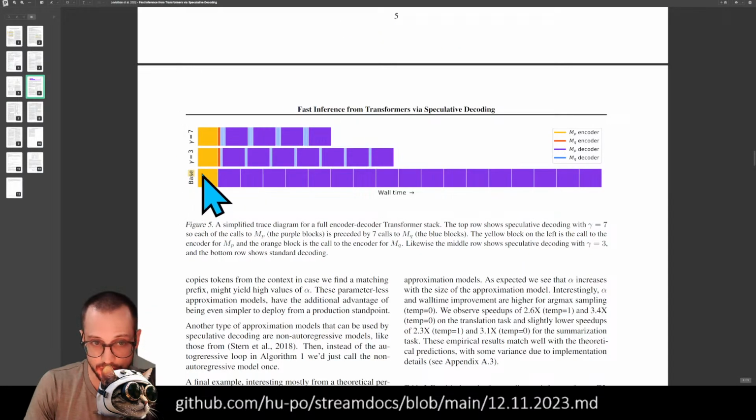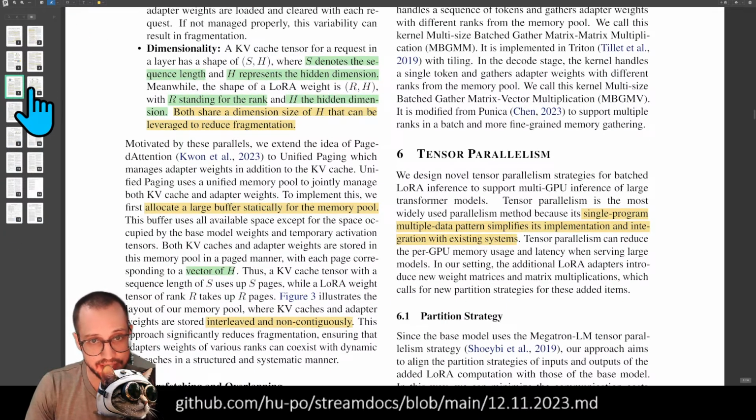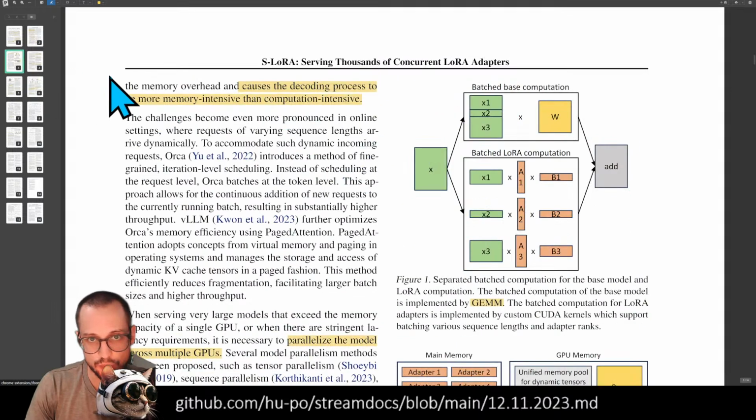token, right? So your encoder is here, this yellow, and then your decoder is this purple stuff. And you're caching that KV so that you don't have to constantly keep calculating it every time. And they figured out that, hey, wait a second, the LoRA and the KV cache can be cached in the same unified memory pool because they share that one dimension. Pretty clever.